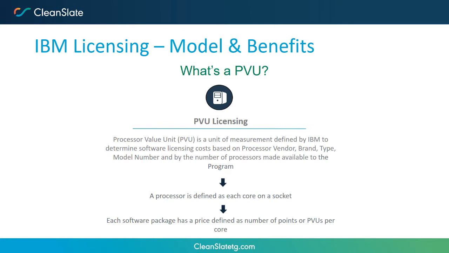Processor is going to be defined as each core on a socket, and each software package has a price defined as a number of points of PVUs per core. What's valued at a PVU is determined by IBM based on the software solution you have, and they're going to tie it into the size of the server and the processing power to put a PVU value to each particular core on the servers you're running on.